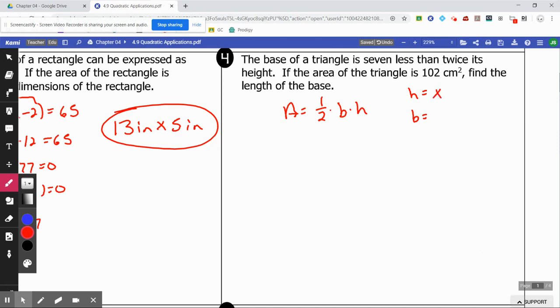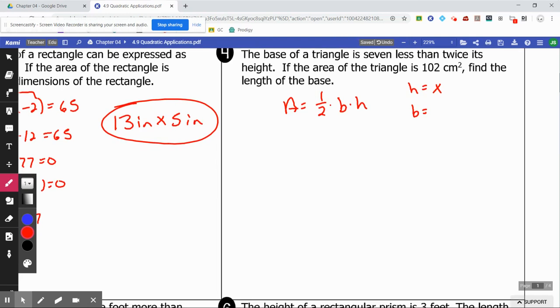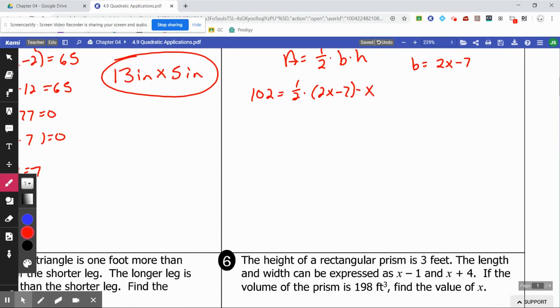So the base of a triangle is 7 less than twice the height. So we're revolving around this height. So we're going to let x be our height. The base is 7 less than twice the height. So let's find twice of the height, and 7 less of that would be minus 7. So therefore, the area of our triangle, which is 102, is equal to 1/2 times the base, which is 2x minus 7, times the height, which is x. There's your equation.